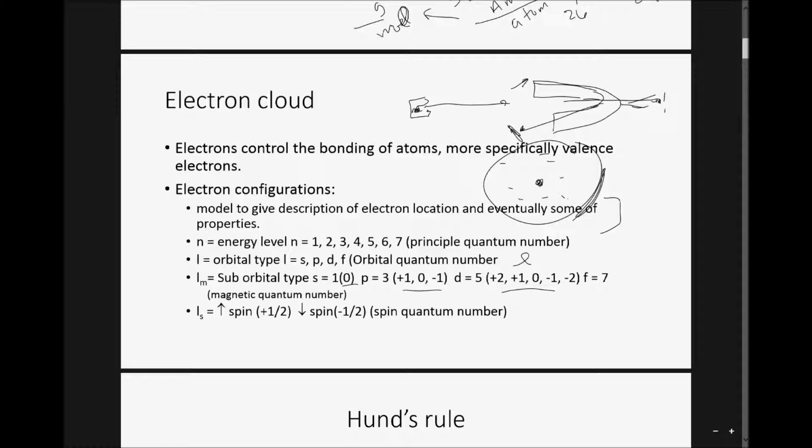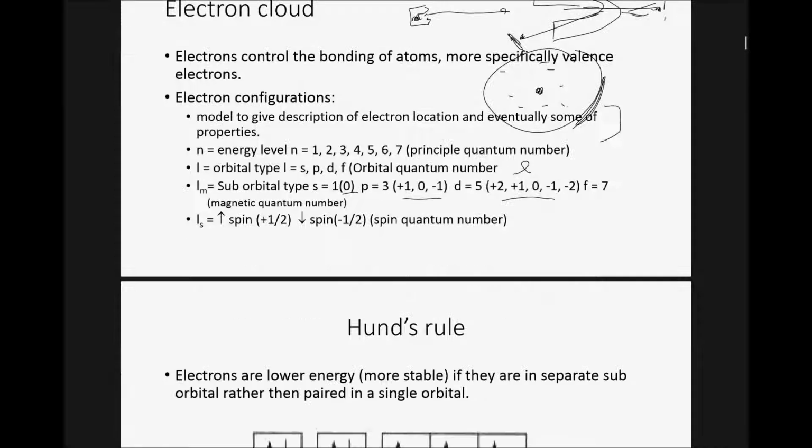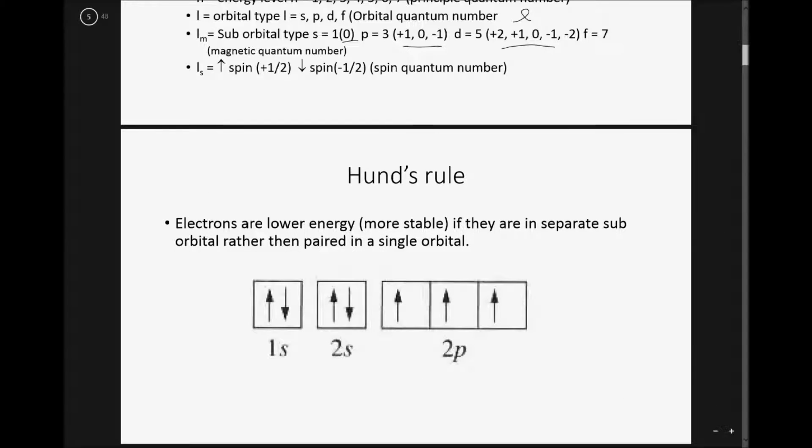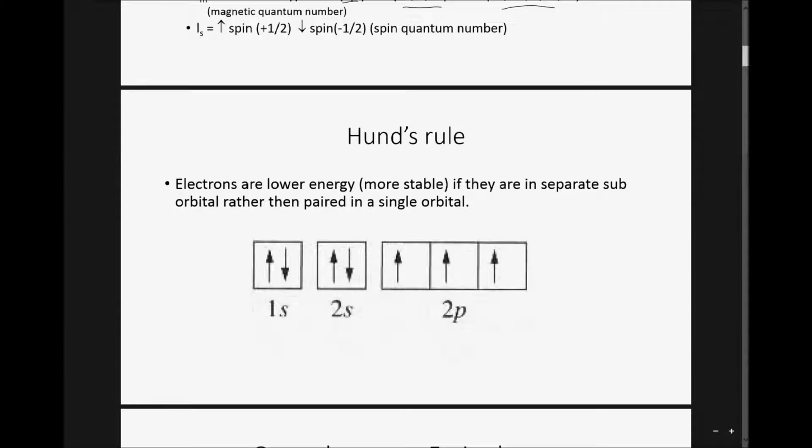The spin is, again, a characteristic or way of designating an actual electron in a suborbital. We have Hund's rule, which states that when you're doing an orbital diagram, electrons will spread out as much as possible in an orbital.